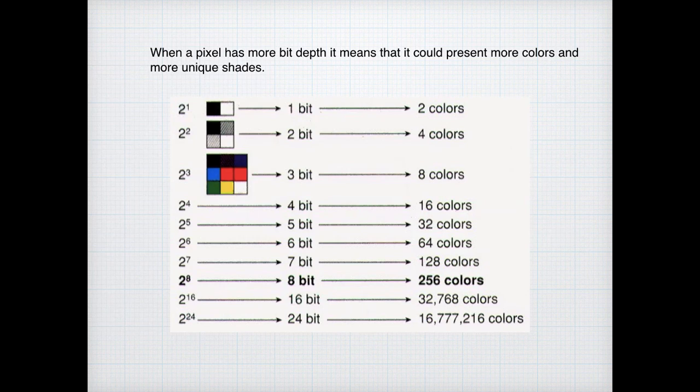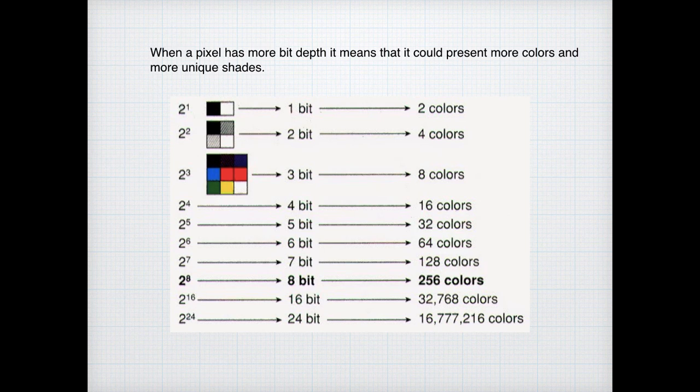In this next slide, you'll see that when a pixel has more bit depth, it means that it can present more colors and more unique shades. And I have another illustration that will further describe that phenomenon. But if you look, an 8-bit image has 256 colors.